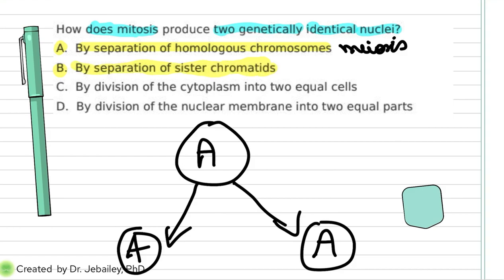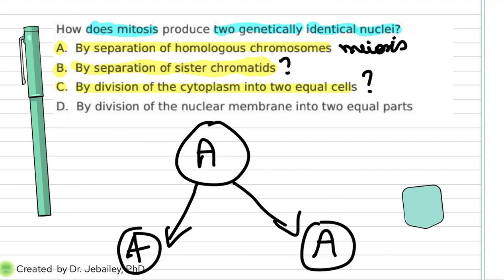The next one says, by separation of the sister chromatids. That's possible, and we're going to keep this in mind, so I'm going to put a question mark here. The next one, by the division of the cytoplasm into two equal cells. This is also under consideration, but I'm going to show you why this might not even be the answer. But let's keep this one for now. It's true, they can make two equal cells. I'm going to show you what the trick is.